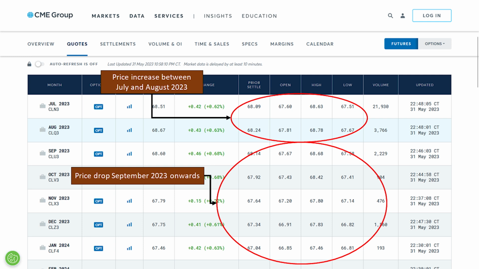We see that the price is increasing between July and August 2023. These are the snapshots taken in the month of June 2023. Whereas if you look at the prices for September, October up to January, we see that the prices are going down. In the next 2 months, the July and August months, the low prices are, for example, 67.51 and 67.67. So there is an increase in the prices. Whereas if you look at the prices starting September, they go down to 67.58, 67.41, 67.14, 66.82 and 66.81.